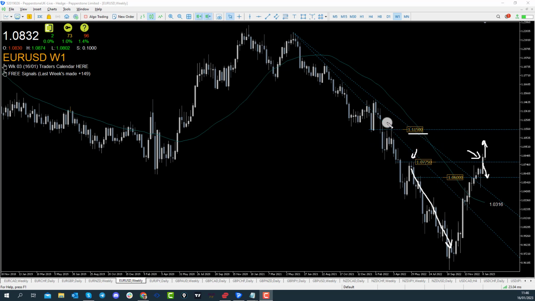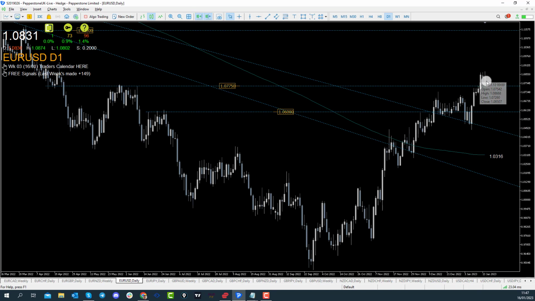1.1150, which are these previous highs and lows here on this weekly time frame. So that's something to be aware of. Looking at daily, we can see that we've got those two closes above that level, which is something that we talked about in a previous video.